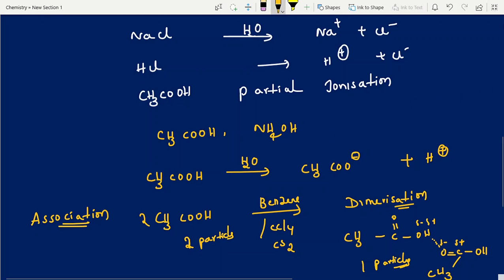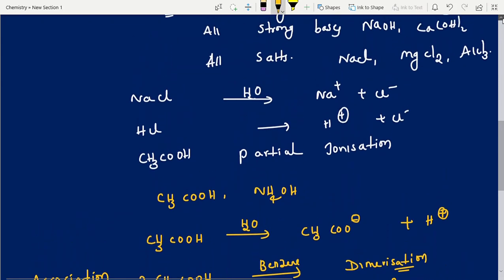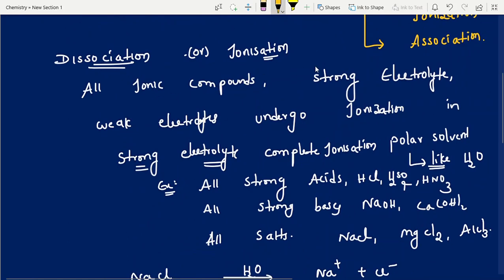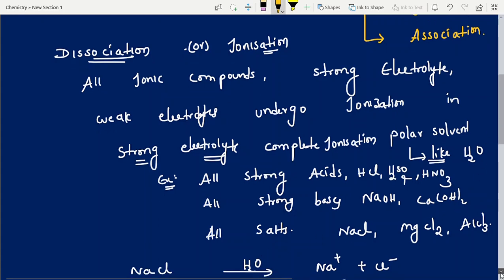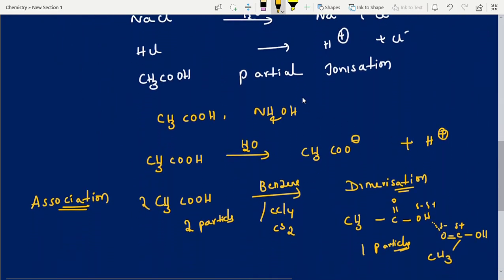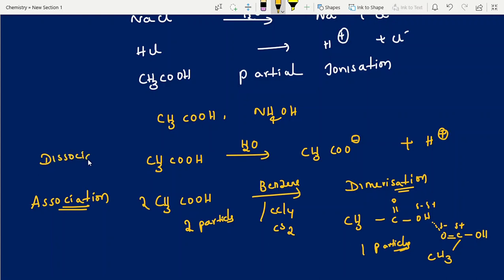Once again, I can show the points here. Look into this. Dissociation or ionization: all ionic compounds, strong electrolytes, and weak electrolytes undergo ionization in polar solvents like water. Strong electrolytes, again, complete ionization. What are strong electrolytes? All strong acids, strong bases, all salts. To understand, I gave some examples. NaCl in water, ionization. HCl, ionization. CH3COOH, partial ionization. This is a weak electrolyte, so partial ionization if you put it in water. That is dissociation, or what we call ionization.